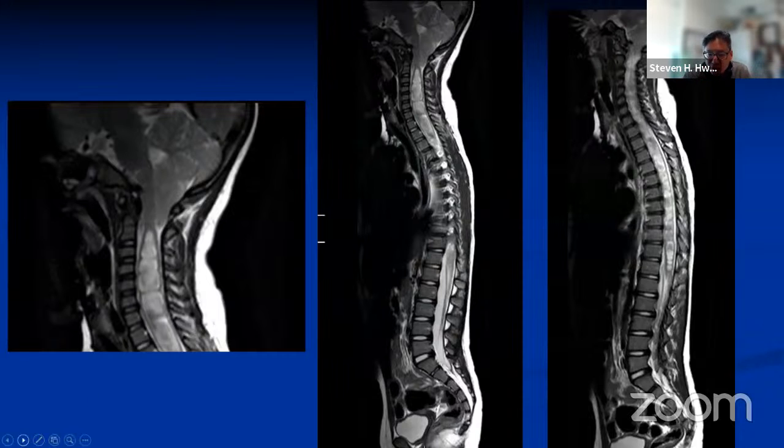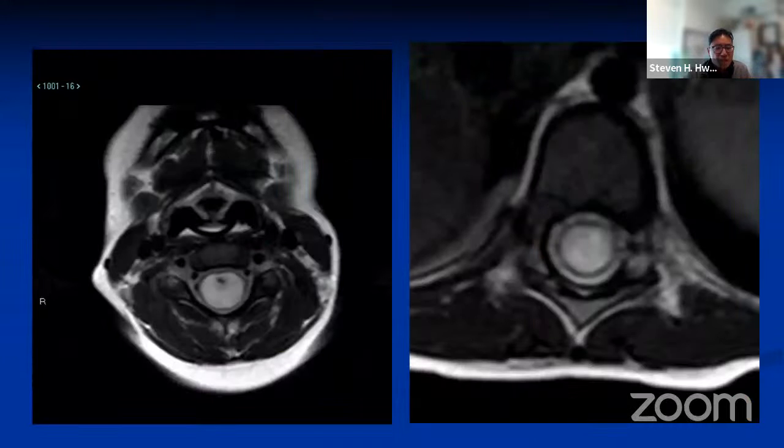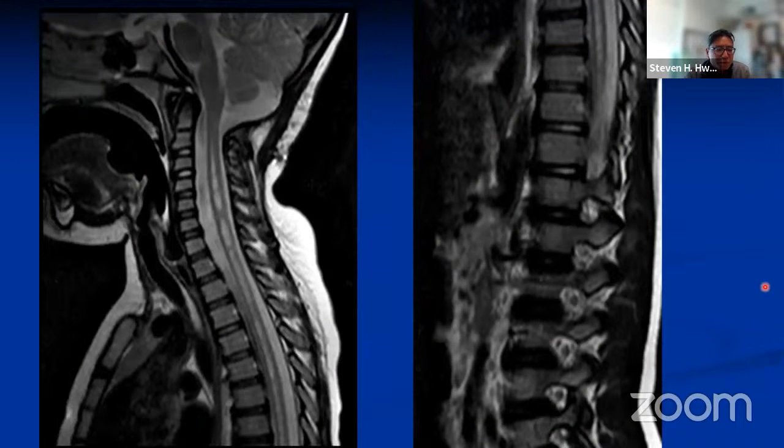what's this? Let me try to get a laser pointer. So you can see the tonsillar descent, the hollow cord syrinx going fairly all the way down. And a cross section, a fairly sizable syrinx, the axial views as well, a little bit of flow in between. So we decompressed her.